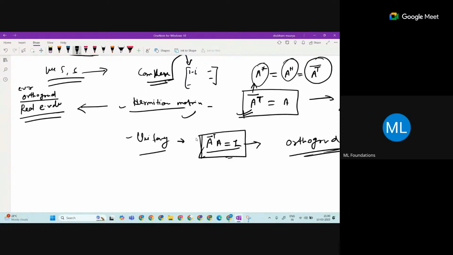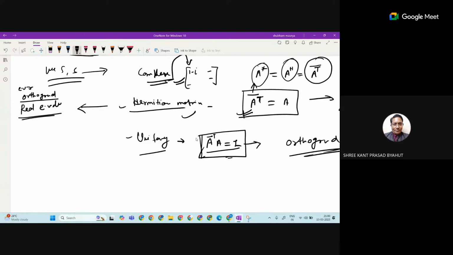Eigenvalues are going to be real, and eigenvectors are going to be orthogonal. This is the property of a Hermitian matrix. So this is the difference. Why is this real? The surprising thing is that the entries are complex, but the eigenvalues are real. This is a surprising thing for the Hermitian matrix. And this is the difference from the real symmetric and the Hermitian.